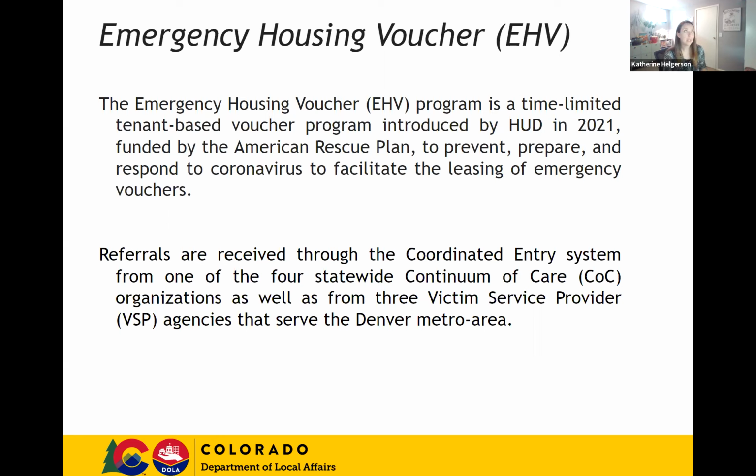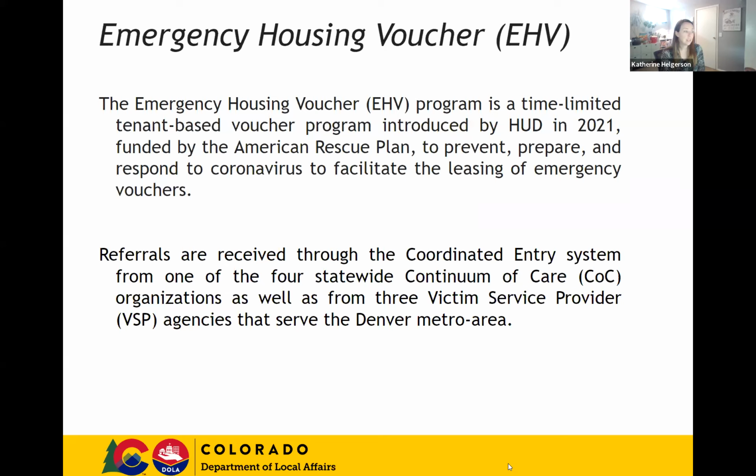This program is managed almost identically to the Housing Choice Voucher Program with some differences. And one of those is the way we receive referrals. We are required to receive our referrals through the local coordinated entry system, of which Colorado has 4 different continuum of care agencies that each have a coordinated entry system, or who have several regions that have coordinated entry systems. We've entered into an MOU with all 4 of our Colorado continuum of care agencies.